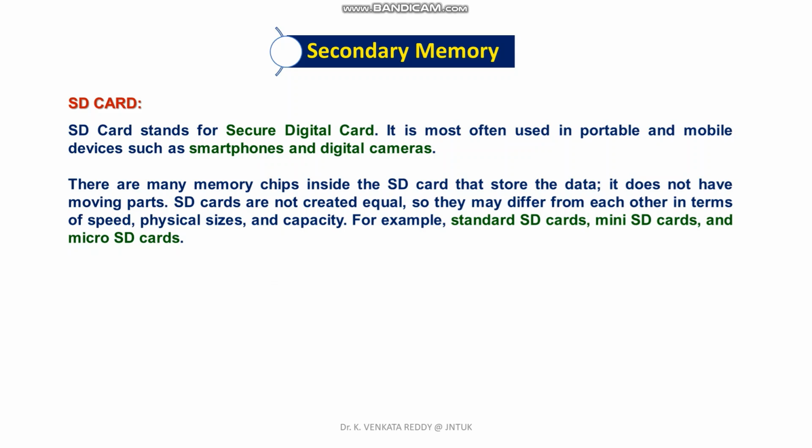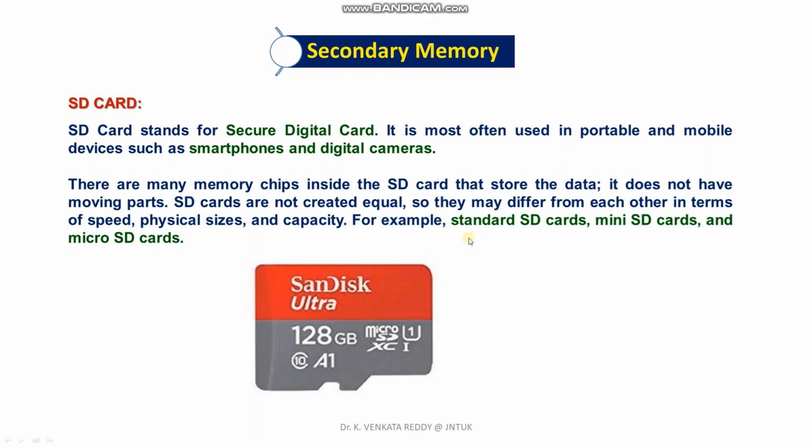Another example of secondary storage devices is SD cards. SD card stands for Secure Digital Card. They are mainly used in portable and mobile devices such as smartphones and digital cameras. We have different types of SD cards: standard SD cards, mini SD cards and micro SD cards. The cost of a 64 GB SD card is about 700 rupees in the Indian local market.